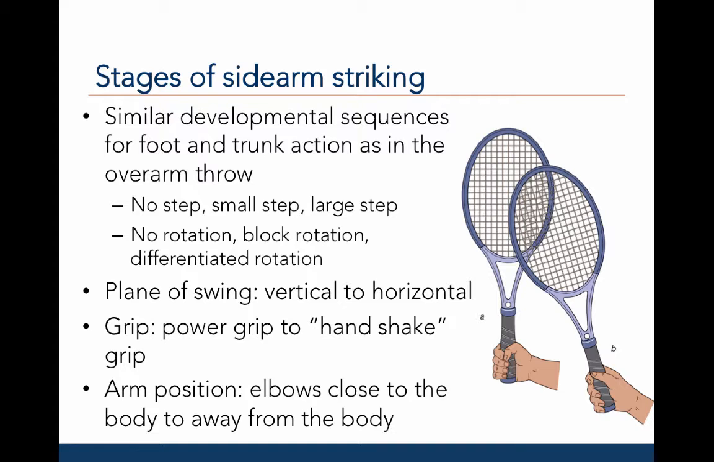The movement sequence for the other components are specific to striking. For example, with respect to the swing, there is a transition from vertical or chopping movements to horizontal movements. With respect to the grip on the implement, there is a transition between using a power grip, which is shown on the left figure, and a handshake grip, which is shown on the right figure. With respect to the arm position, there is a transition from holding the elbow close to the body to moving it away from the body and extending the arm during the swing.